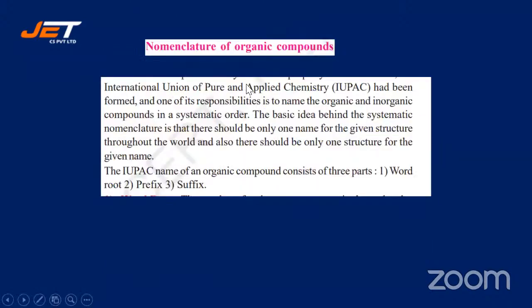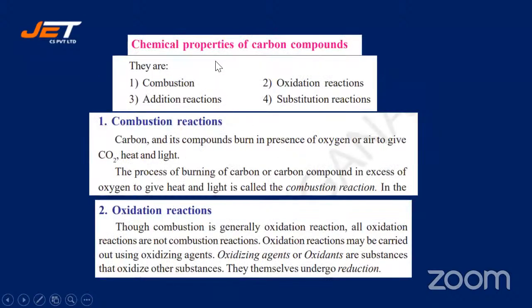Next, nomenclature of organic compounds. The International Union of Pure and Applied Chemistry, IUPAC, was formed, and one of its responsibilities is to name organic and inorganic compounds in a systematic order. The basic idea behind systematic nomenclature is that there should be only one name for a given structure throughout the world, and also only one structure for a given name. So that is the work of IUPAC, and it consists of 3 parts: word root, prefix and suffix.